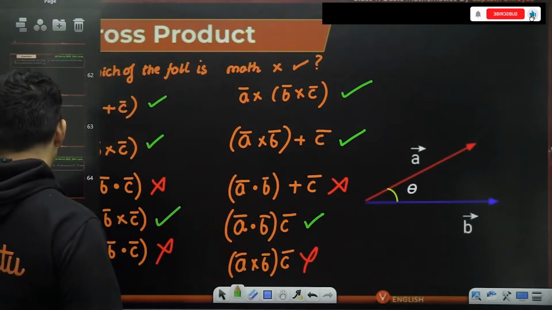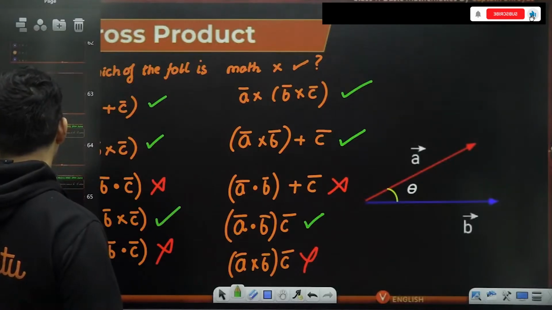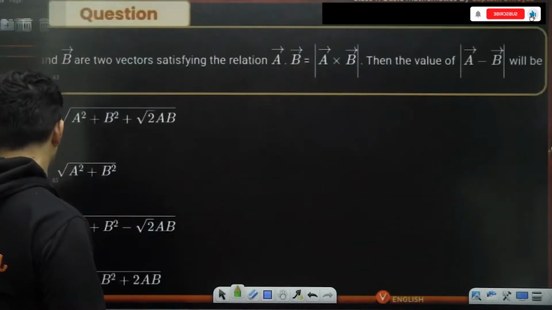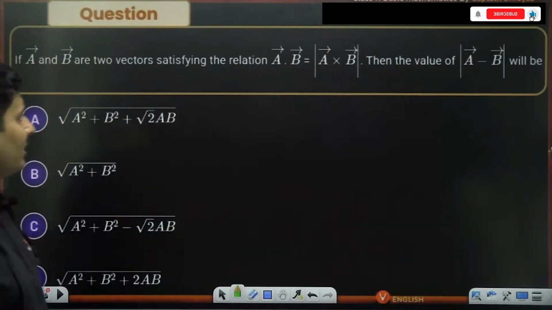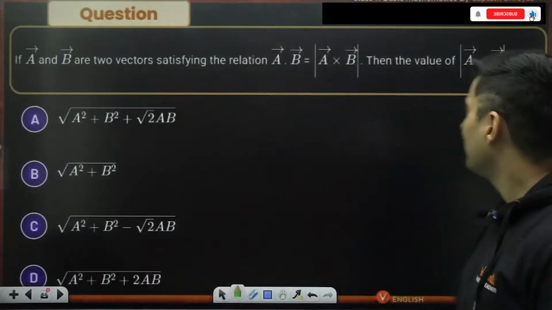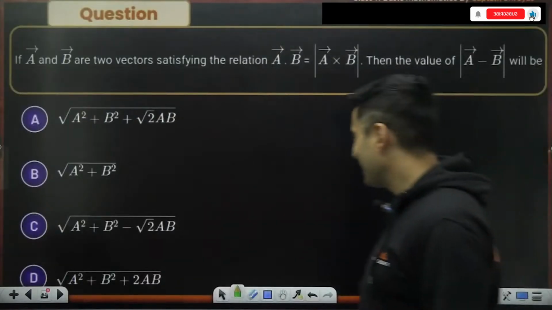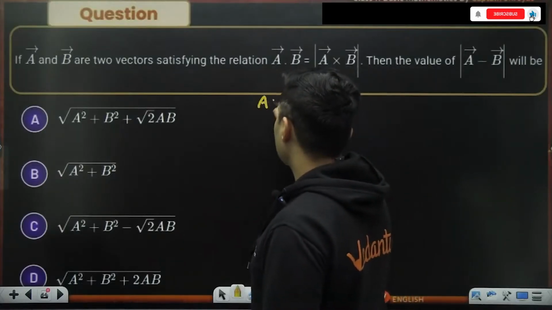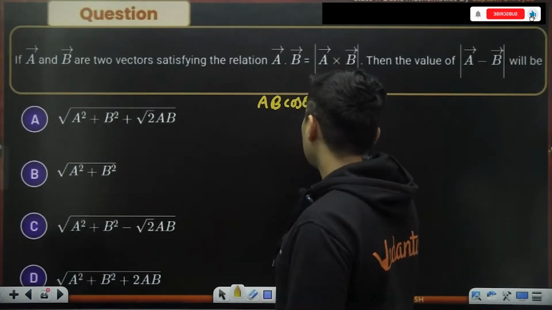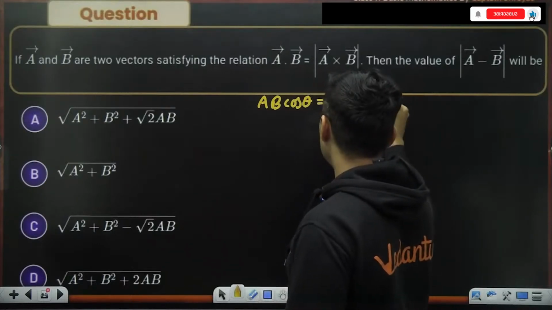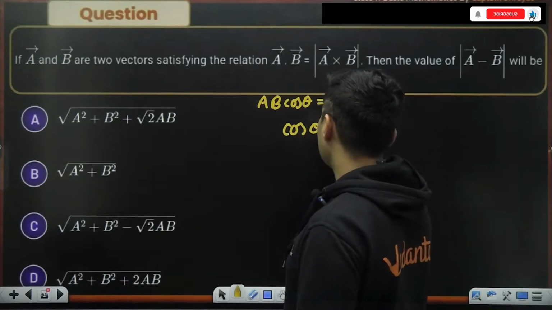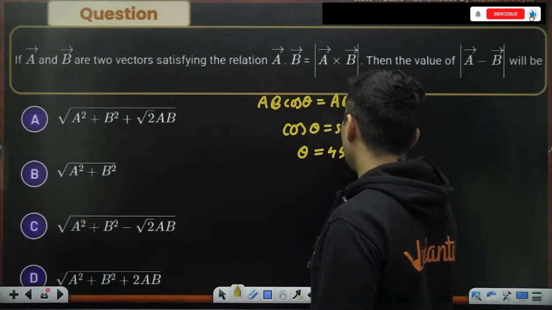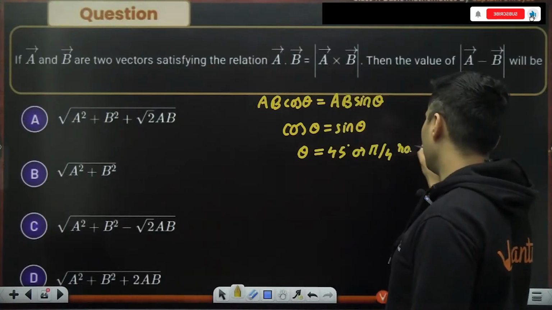All right, let's see if you guys can do this question. If A and B are two vectors satisfying the relation A dot B is equal to the magnitude of A cross B, can you find the value of the magnitude of A bar minus B bar? A dot B is AB cos theta, and the magnitude of A cross B is AB sin theta. AB cancels, so cos theta is sin theta. That is only true for theta equal to 45 degrees, or pi by 4 radians.